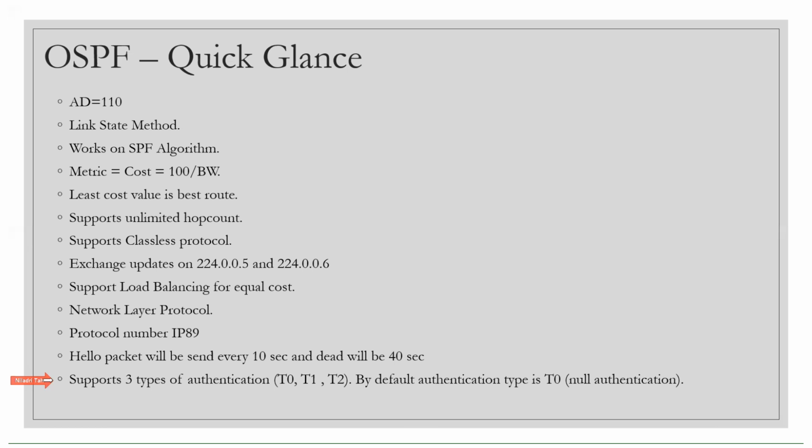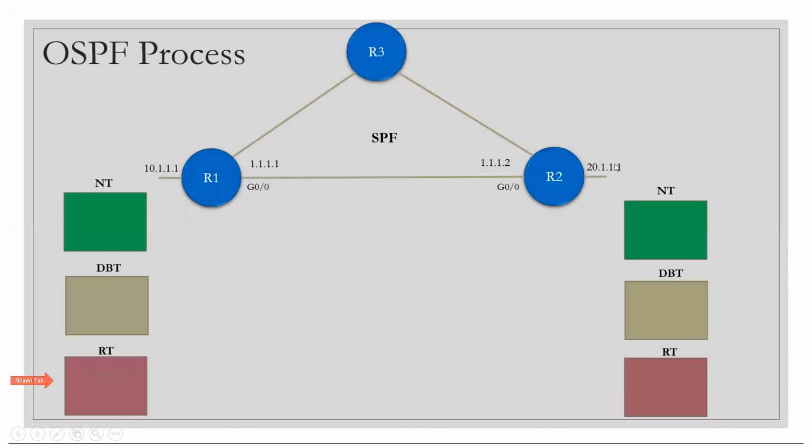Now that's being done by three ways: T0, T1, and T2. T0 is the default way, which we call the null authentication way. T1 is the plain text, and T2 is the highest one, which we call MD5 or hash method. Again, we are going to cover in detail most of the things we're talking about here in the labs. All right, let me quickly go ahead and move on.